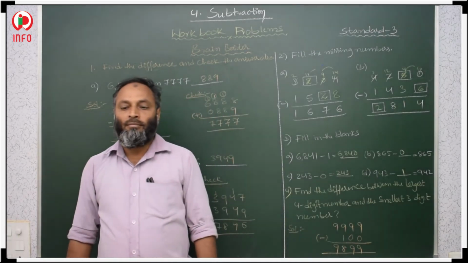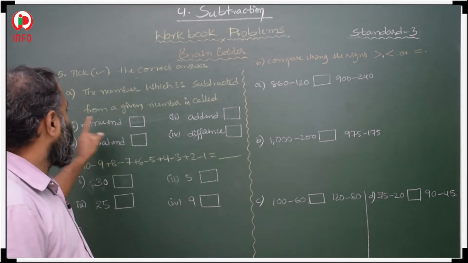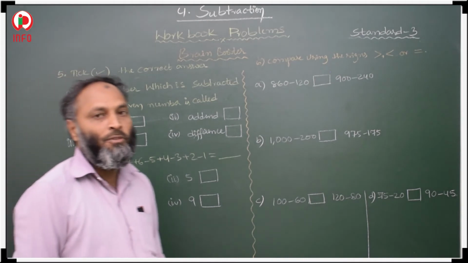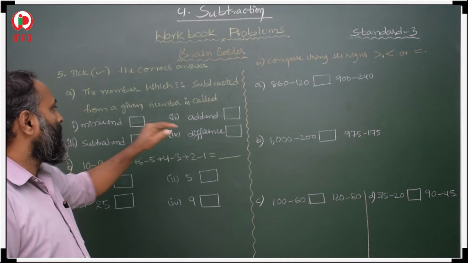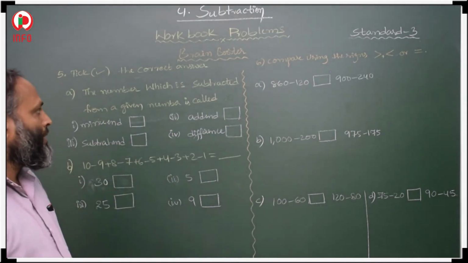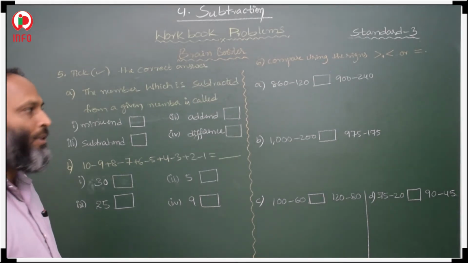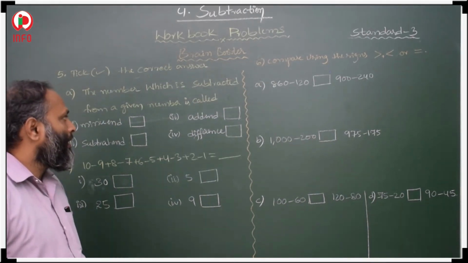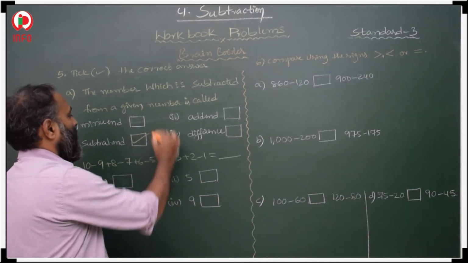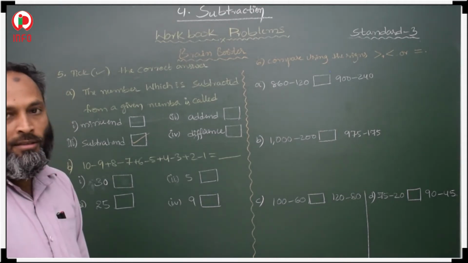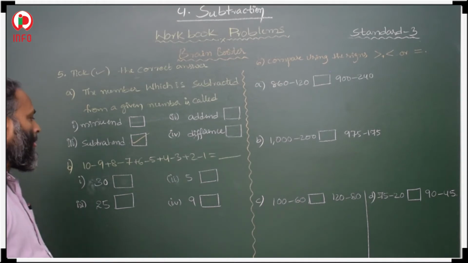Now students, take the correct answer. 4 choices are given, and in these 4 choices we have to take which one is correct. First, read the question. The number which is subtracted from the given number. From the number, if any number is subtracted, that number is called the subtrahend. So the subtracted number is called the subtrahend. Then next, the second.